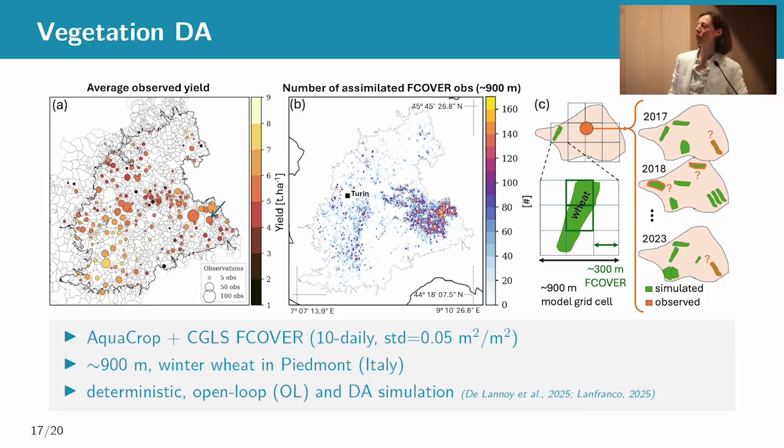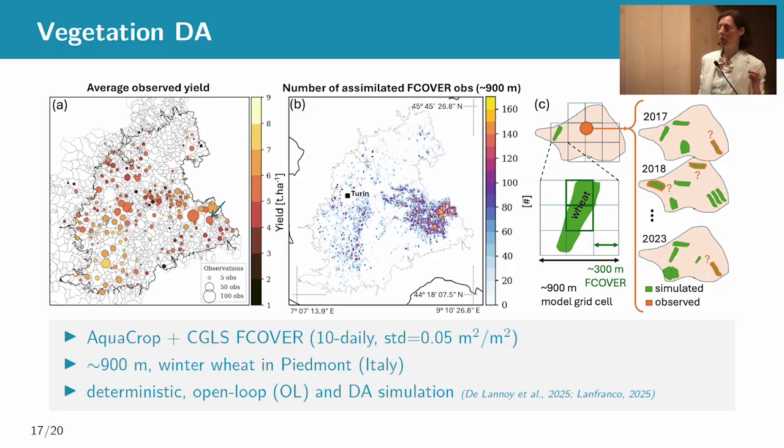So this is a first study over the Piedmont area that is northwest in the Po Valley of Italy. The Italian people will know more about it than I do. That area has a lot of winter wheat that is cultivated there. And we're simulating here at 1 kilometer resolution. So now we're really going to the fine resolution. This is, for example, a 1 kilometer grid cell.